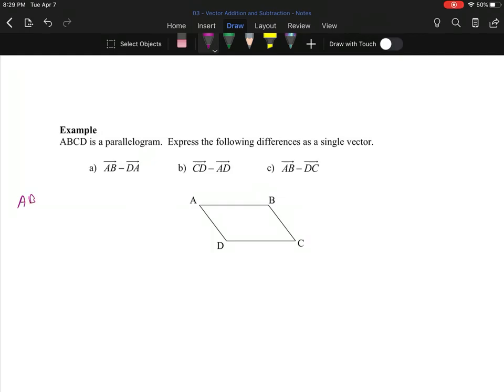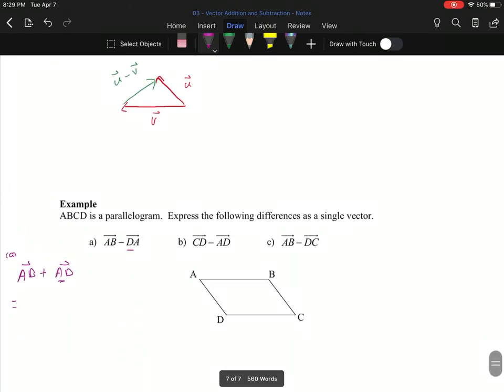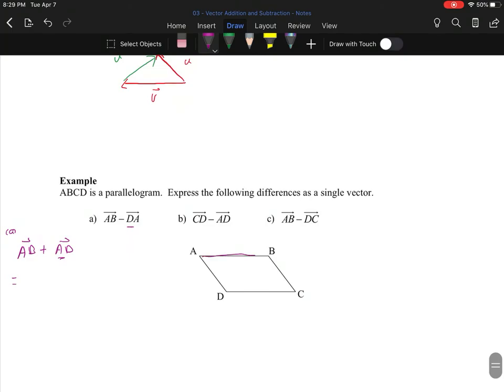Okay, so in a situation like this, I don't have to do that tail to tail thing. I can go ahead and go after this thing and go AB, this is part A. I'm not going to subtract DA. I'm going to add AD. So I'm going to add the opposite. So instead of subtracting, I added, but I changed this vector DA into AD.